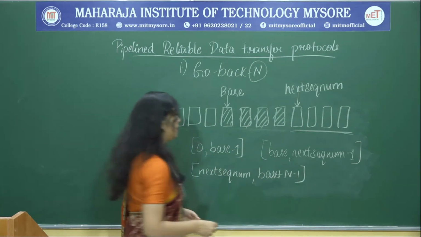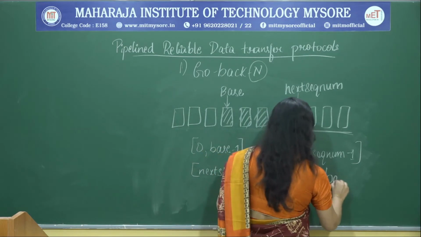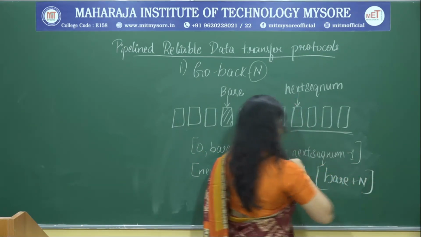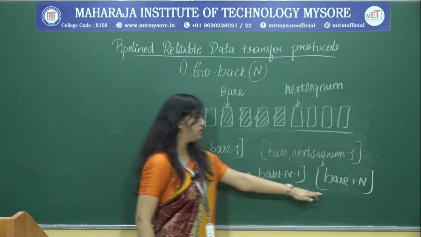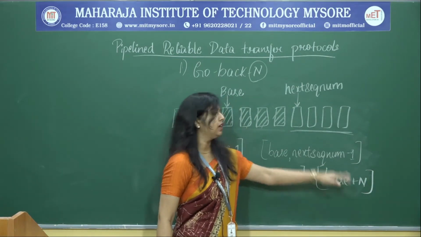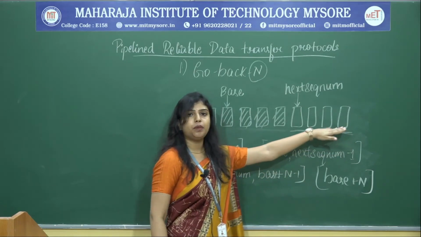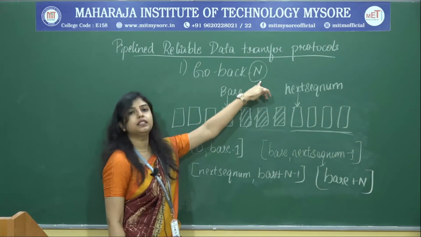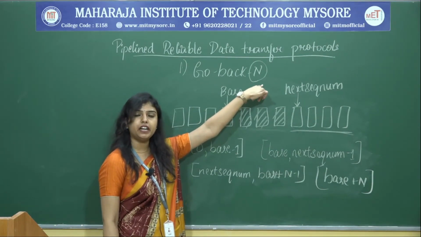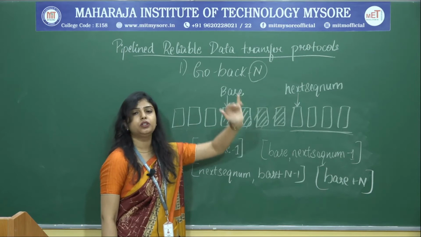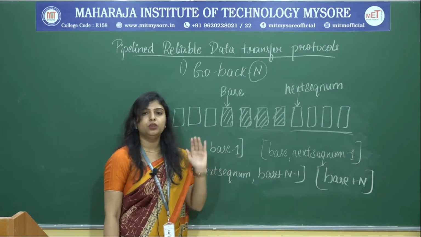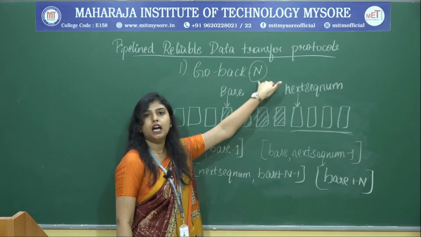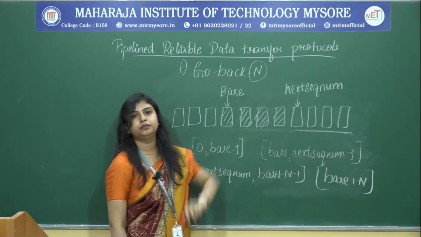The next range, base plus n and above, that means it is greater than these sequence numbers. The packets that are greater than the allowable number should not be sent immediately. Those packets should not be sent immediately as they are greater than the allowable number.